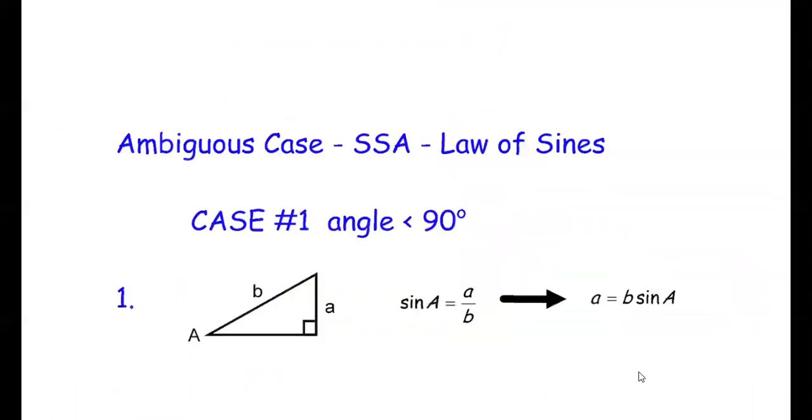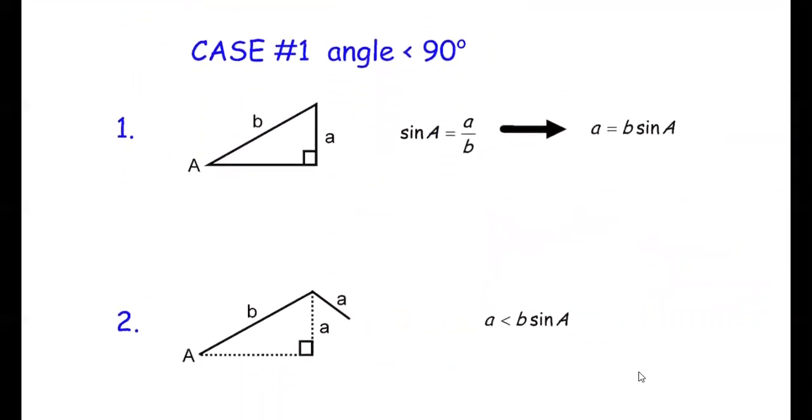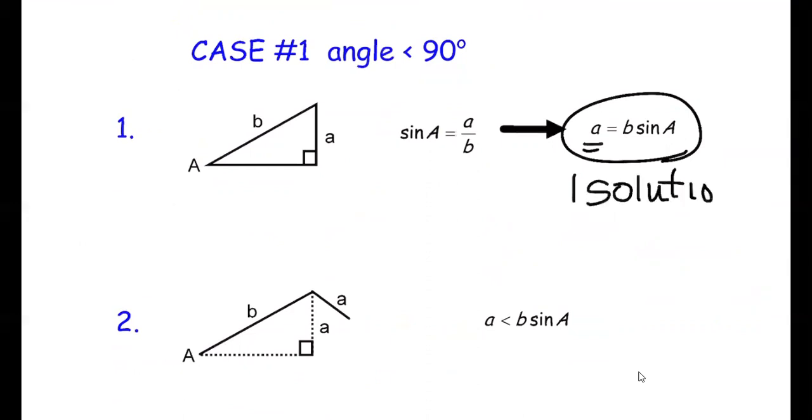Okay, so let's start off with the angle that you're given being a small angle. It's an acute angle. Okay, well, if you have a situation where, look, there's your A, if A is equal to B times the sine of A, you actually have a right triangle, and that means you have one solution. So if they're actually equivalent to one another, you get one solution on that.